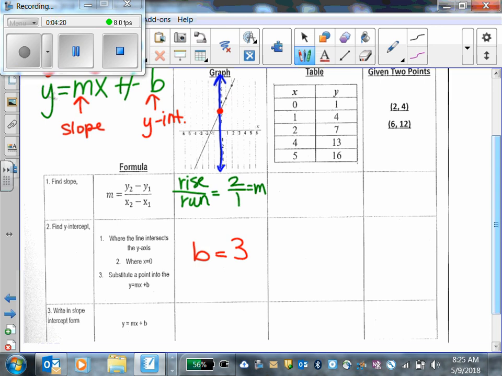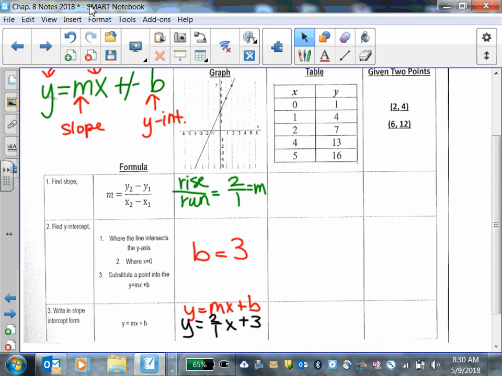So now all you have to do is plug it in. Y equals mx plus b. We're going to leave the y and the x because the y and the x can be any coordinate pair we want. So instead of m, what can I put? 2 over 1 x. You just leave the x alone. Plus 3. That's it.